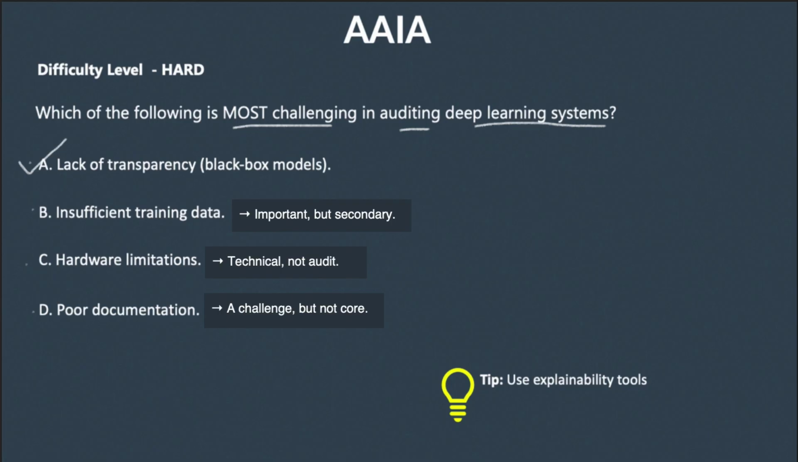That leaves us with option A, lack of transparency. And this is the hardest challenge. I once audited a neural net where even developers couldn't explain decisions. So here's a tip for you. Use explainability tools. I once applied different values to show executives why AI denied certain transactions.